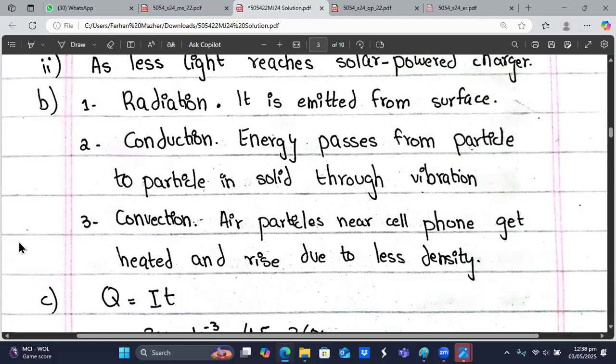Conduction: energy passes from particle to particle in a solid through vibration. Convection: air particles near the cell phone get heated and rise due to less density. The air becomes less dense. Okay, clearly, right? Don't just say the particles become less dense. Particles do not become less dense. Say air becomes less dense and it rises and convection currents are set up.